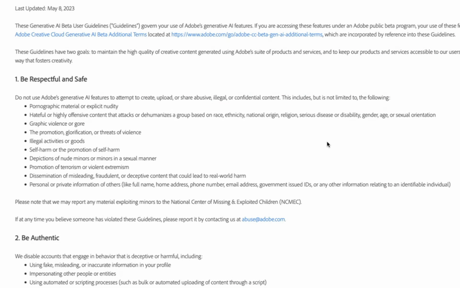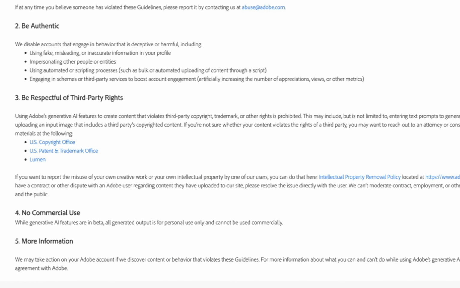Section number 2 states to be authentic. We disable accounts that engage in behavior that is deceptive or harmful, including using fake information in your profile, that's obvious. Impersonating other people or entities, that's understandable. Using automated or scripting processes, and that's obvious. Engaging in schemes or third-party services to boost account engagement. I'm not sure Adobe even has anything like that anywhere. Not that I've seen anyway. Be respectful of third-party rights, that's also obvious. No commercial use. Take a look at that.